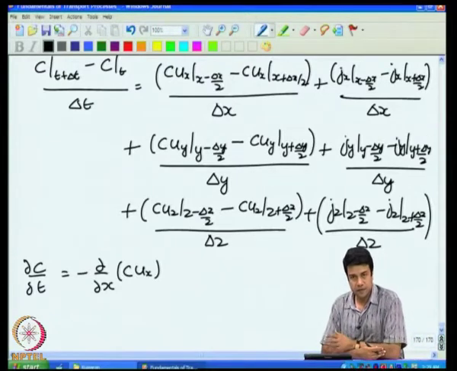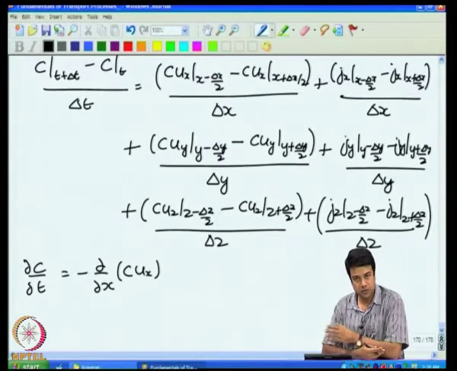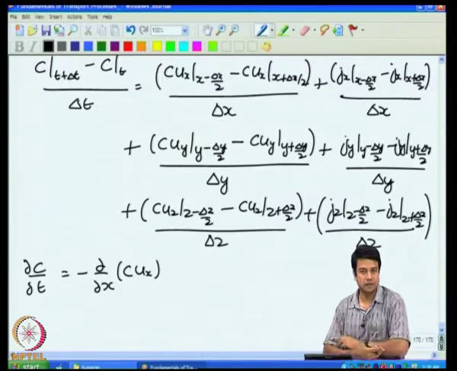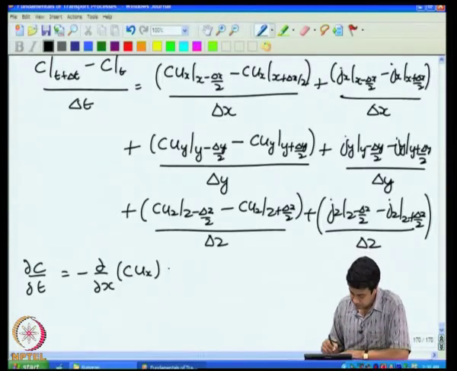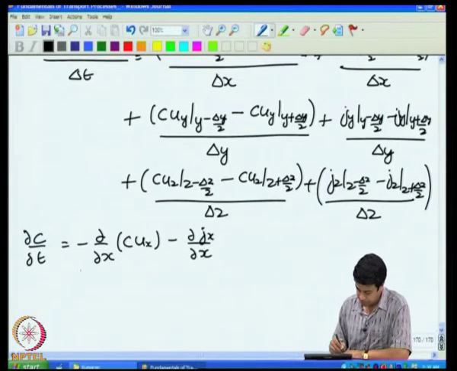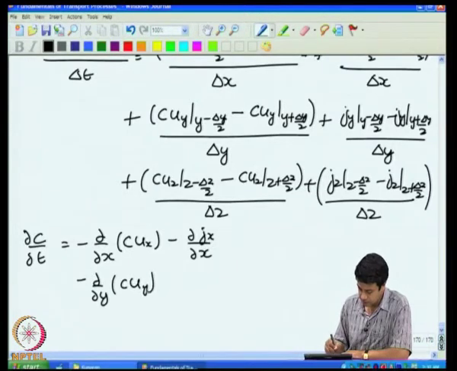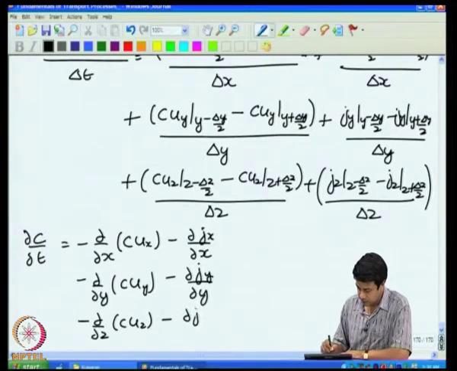because the derivative is the value at x plus delta x by 2 minus the value at x minus delta x by 2 divided by delta x. So, this is the negative of that derivative, okay, minus partial j x by partial x, okay, minus d by dy of C u y minus partial j y by partial y minus d by dz of C u z minus partial j z by partial z.